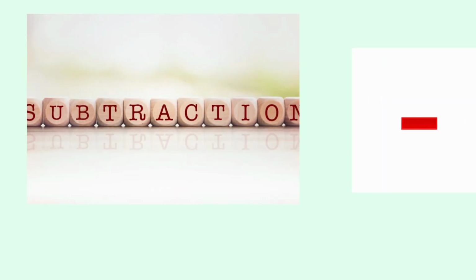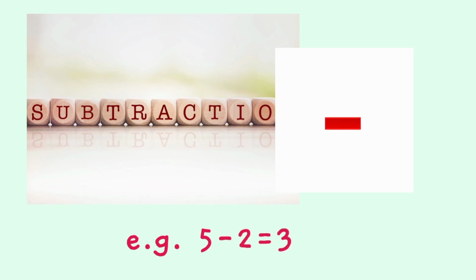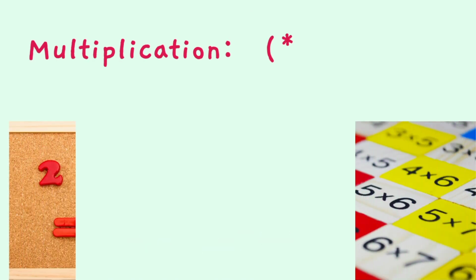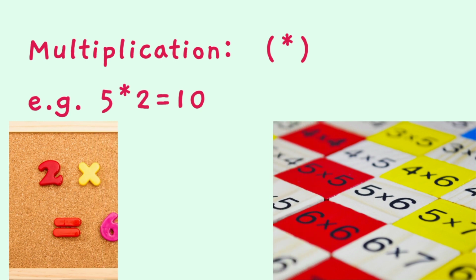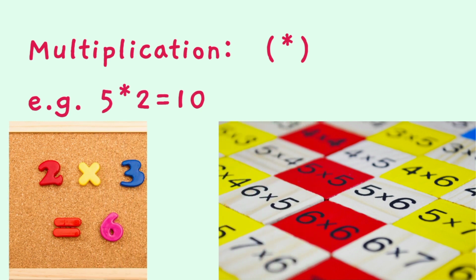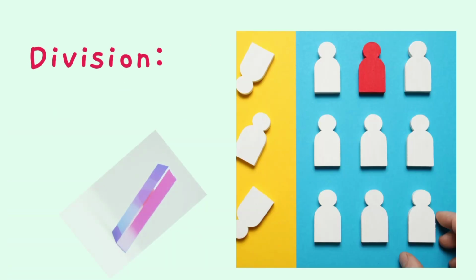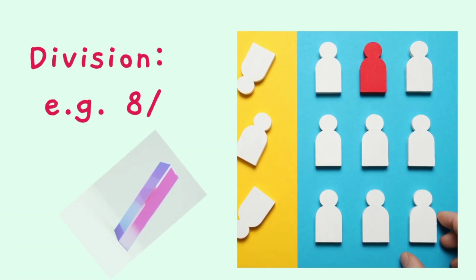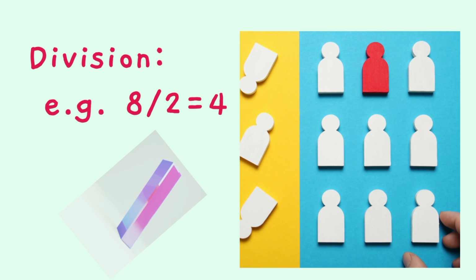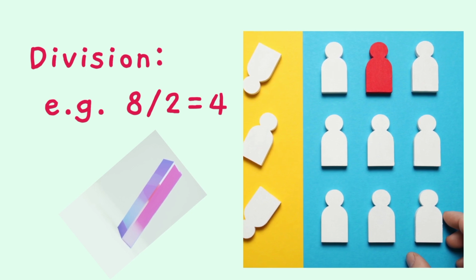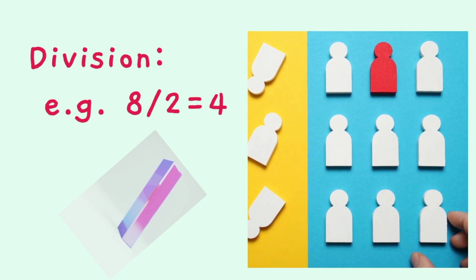Now let's proceed to subtraction. Look at the example displayed there also. Let's proceed to multiplication. The multiplication symbol changes from what you write in your mathematics. We are using asterisk. You can see the example displayed there. Now let's proceed to division. Division symbol changes just like the multiplication. We are using the slash. Look at the example there also.